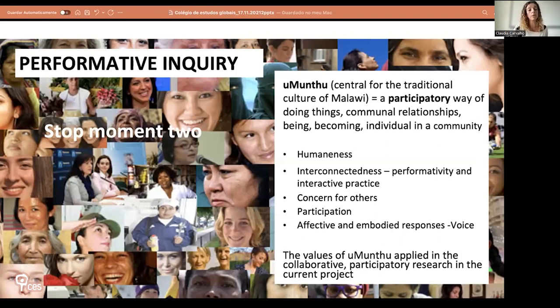Then performative inquiry as stop moment two was understanding the Ubuntu approach as central to the traditional culture of Malawi and looking at this as a way of doing things. So the perspective on the cultural context that they were living in was also a way of understanding how the research could be done. Okay, so there was this participatory way of doing things, communal relationships, becoming an individual as part of the community. So there were a set of principles influencing the research process directly.